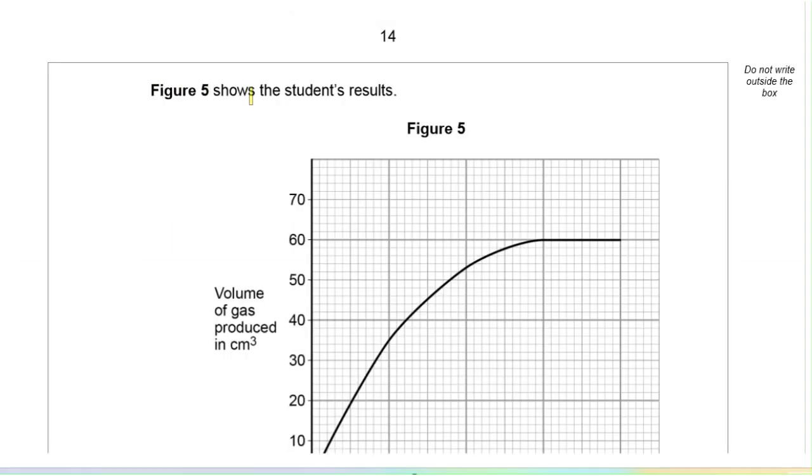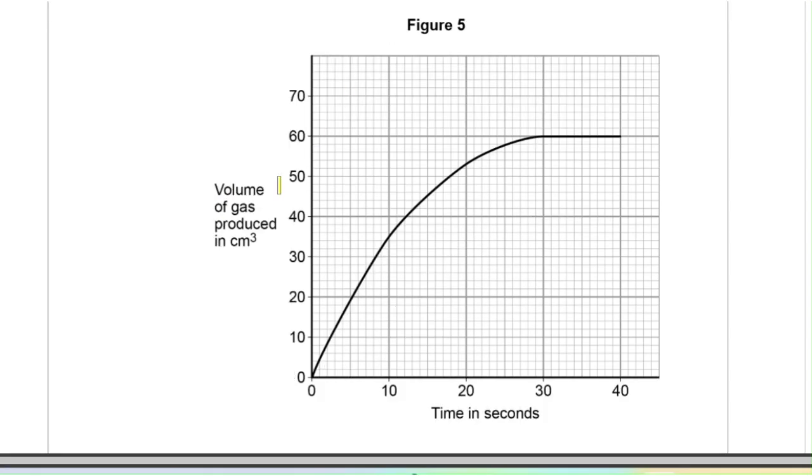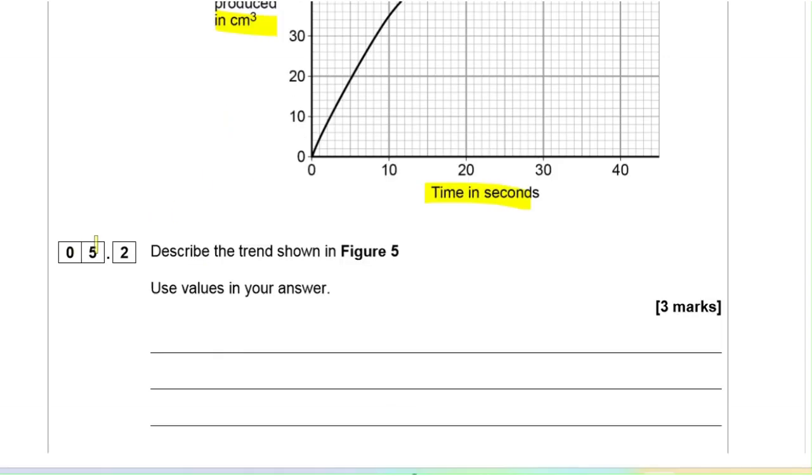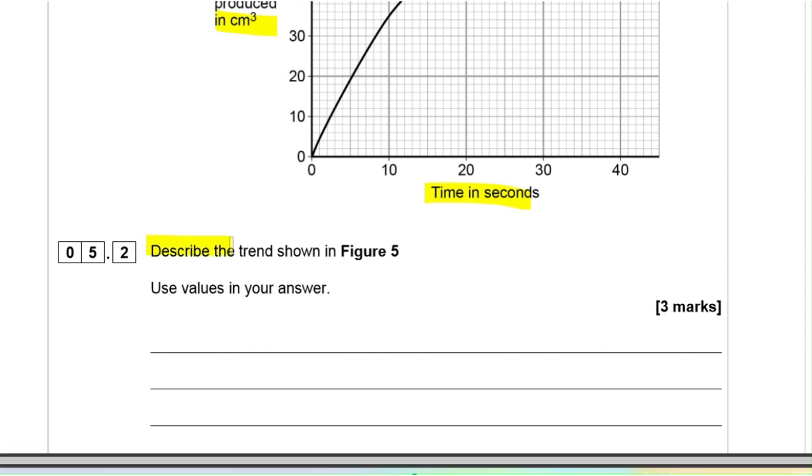So over the page, figure 5 shows the students' results. And here's figure 5. It's a typical graph, isn't it? We've seen these many times before. The graph has got the volume of gas produced on the y-axis and the time in seconds along the x. 5.2. Describe the trend shown in figure 5 and use values in your answer. And this is a 3-mark question.